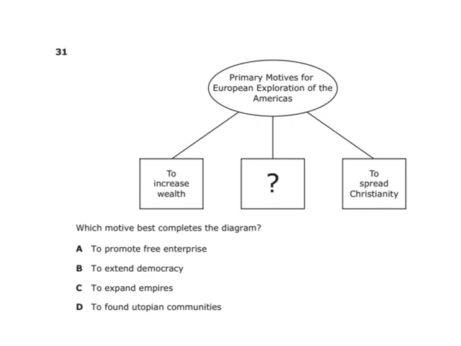Primary motives for European exploration of the Americas: to increase wealth, blank, to spread Christianity. Which motive best completes the diagram? To expand empires. Remember I told you that with the British? They want to grow their empire across the globe.